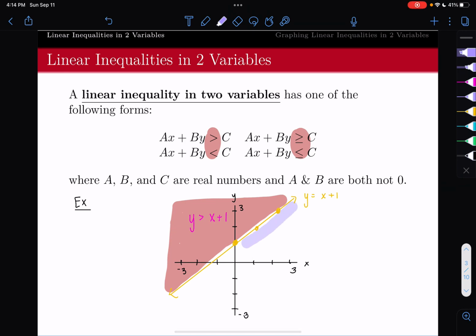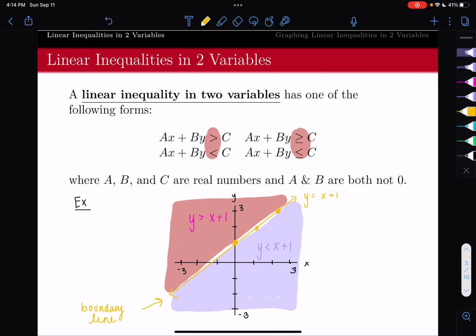And then everything on this side is where we pick y values that are smaller than the line. So the inequality would be y is less than x plus 1. This would be the region that satisfies it. This cutoff point between the two is called our boundary line.